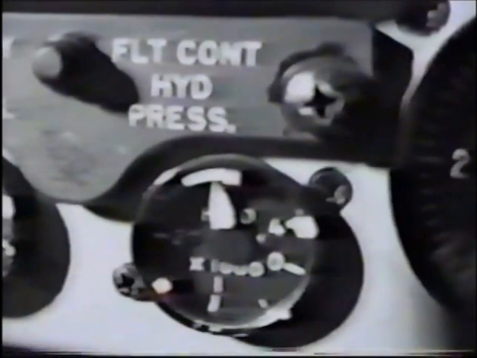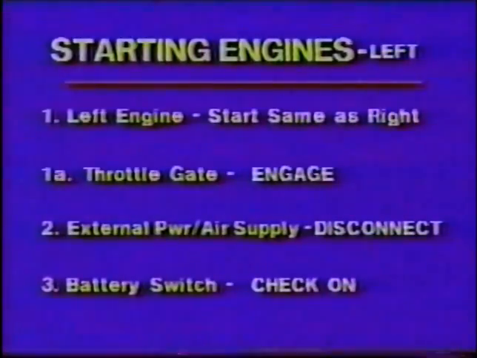After checking the engine instruments, check the hydraulic pressure. It should be within the normal operating range of 2850 to 3200 psi. Finally, check that all warning lights on the right side of the caution panel are out. This is how the panel should look after starting the number 2 engine. Now for the left engine.